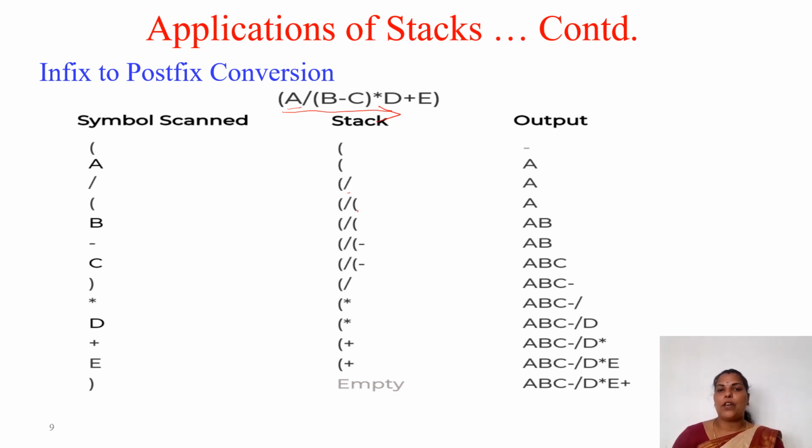Then D, it is an operand, so we print it. Then plus. If you look at star and plus, plus has low precedence compared to star. So always at the top of the stack, the higher precedence operator must be there. We can't place a lower precedence operator at the top of the stack, above the higher precedence operator. So we remove this star and place plus. Then E, it is an operand, so we print it. Then close, so we pop out and print this plus. This is the way to perform infix to postfix conversion. If time permits, try to work it out and check based on the algorithm whether it is working or not.